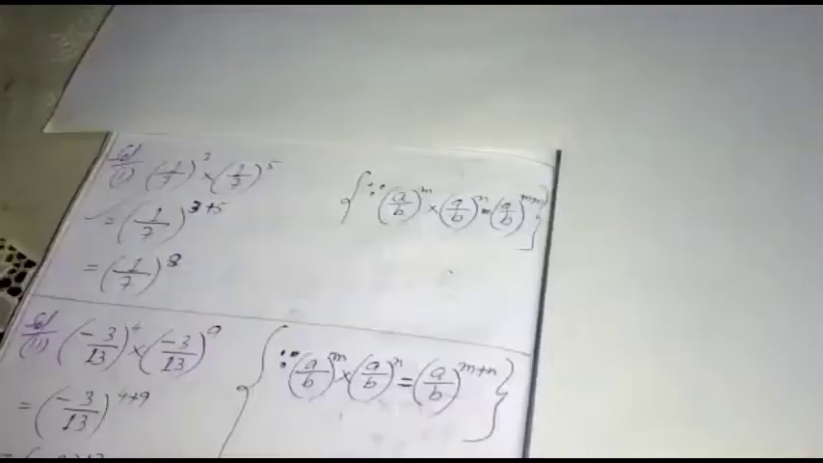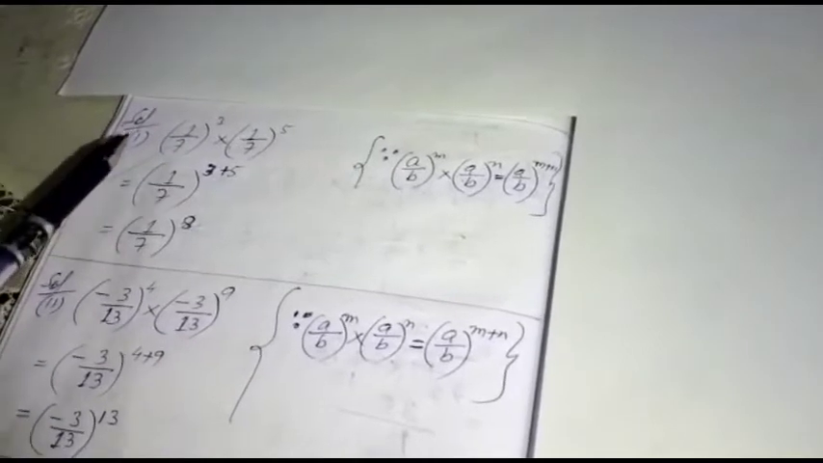Next, 8th formula: a to the power m divided by a to the power n equals 1 by a to the power n minus m, when m is smaller than n. That means the m power is smaller than the n power. Then it should be written like this, 1 by a to the power n minus m. Now I will take questions.